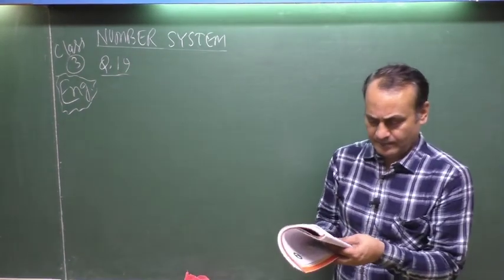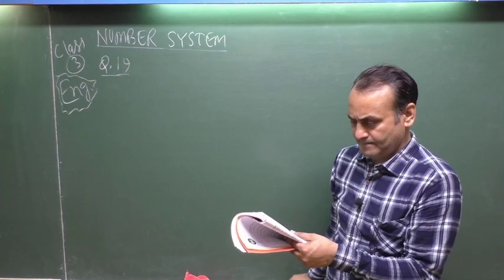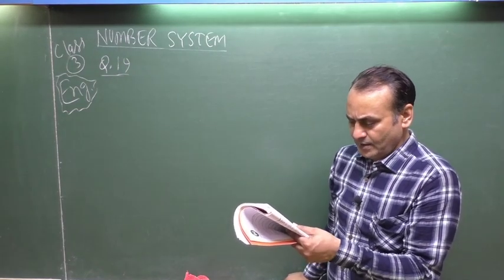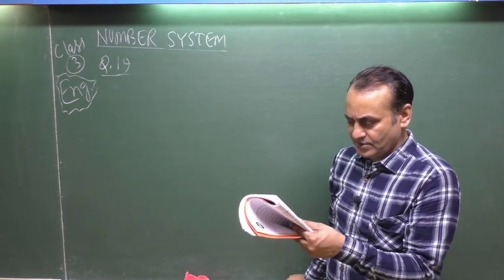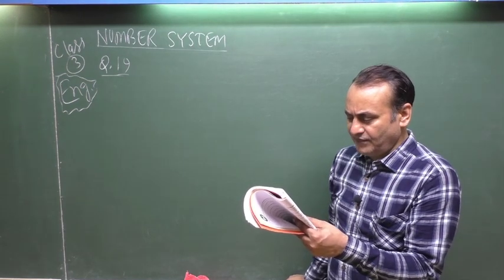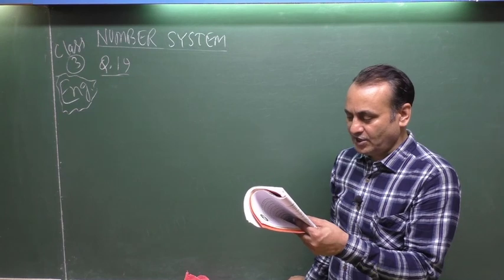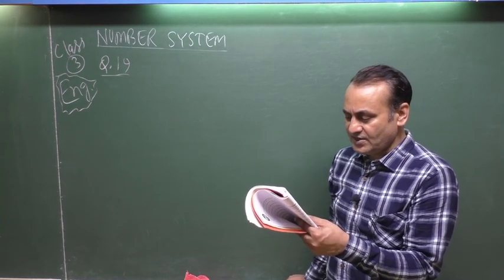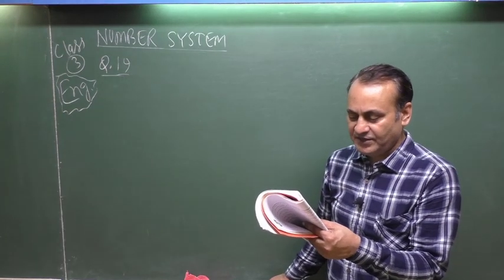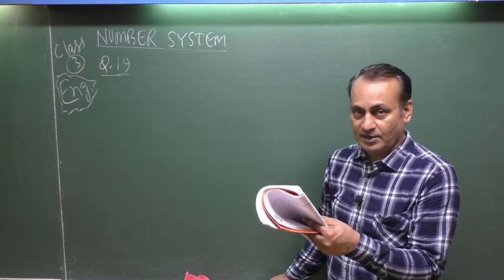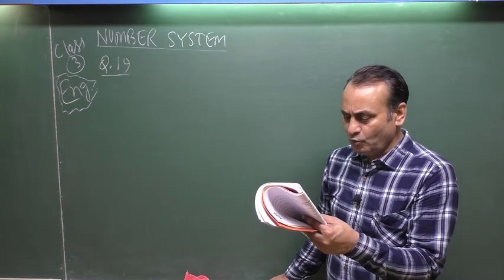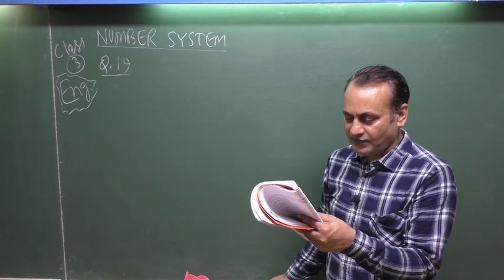Now come to question number 19. Out of three numbers, the first and the second are 20% and 50% more than the third number, respectively. What percent is the first number of the second number?